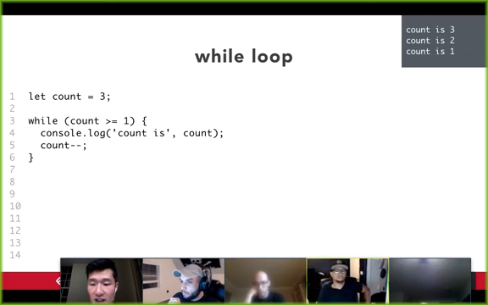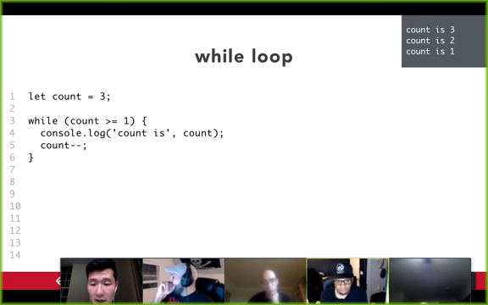Except this time when we check whether or not count is greater than or equal to 1, count is no longer 3, it's now 2, because on line 5 we actually changed count. We decrease it by 1, so now count is 2. However, 2 is still bigger than or equal to 1, and so the conditional on line 3 is still returning true. Because it returns true, we go into our code block on line 4, and now we're printing out count is and the number for count.